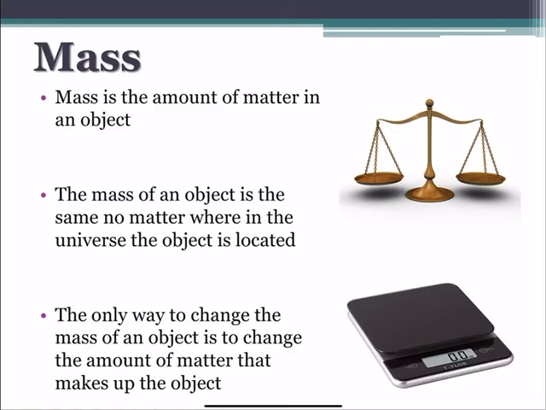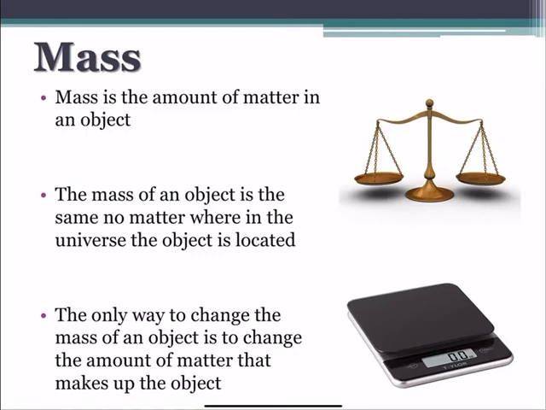This mass is the same no matter where in the universe the object is located. So it could be located on the moon, it could be located at the very bottom of the ocean. No matter where it's located, it's going to have the same mass. But if we're talking about weight, that'll be different depending on where the object is located. If the object is in space, it's going to have less weight because there's less gravity pulling it back down to the planet. The only way to change the mass of an object is to change the amount of matter that makes up the object.